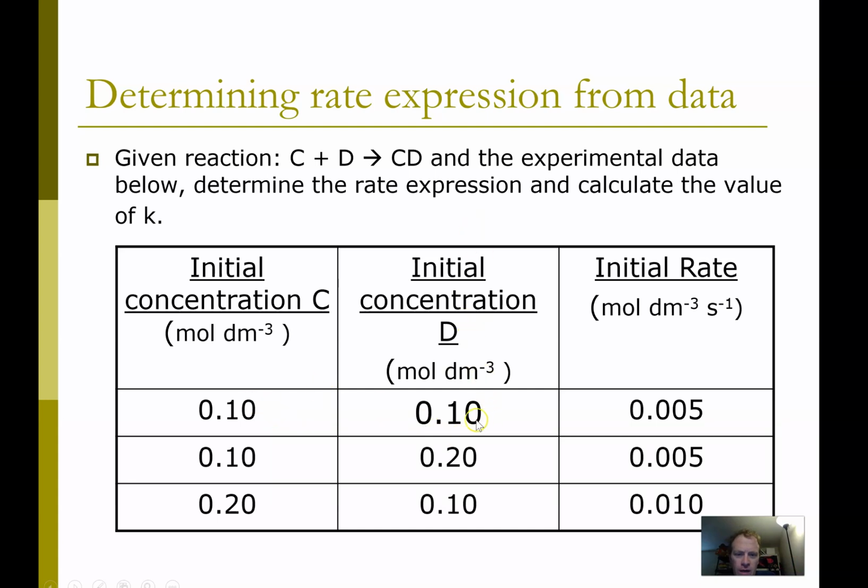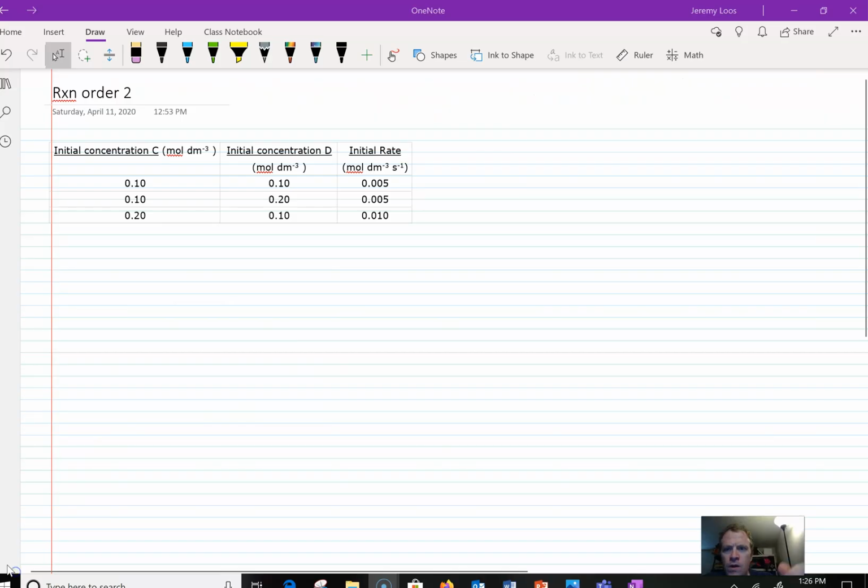Now to figure out the reaction order of D, I would use trial 1 and 2. C is staying constant, D is changing. And I might notice that D is changing, but the rate is not changing. So what that tells me is that D is actually 0 order. So what this looks like in terms of a rate expression is rate equals K times the concentration of C, which we found to be first order. Now D, we said was 0 order. Anything to the 0 power is 1, so typically we just leave it completely out of the rate expression, and we call the rate expression that.